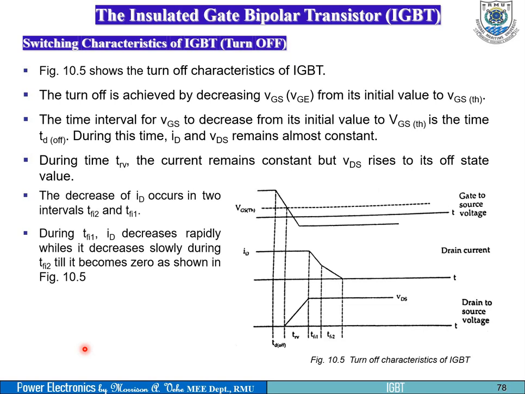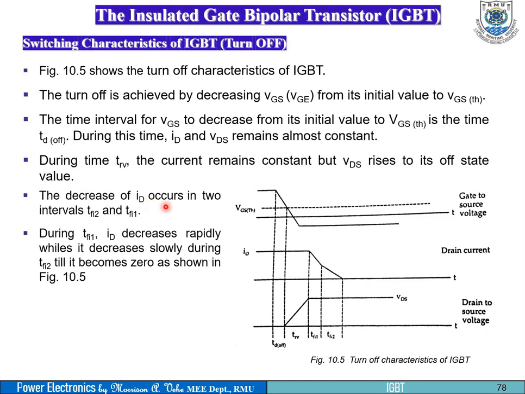For the TD off period, you can see where our ID is. It remains constant until we cross the threshold value coming down. Then it will start decreasing, and then it will come to 0. That is what is happening. As for VDS, it is going to be steady.